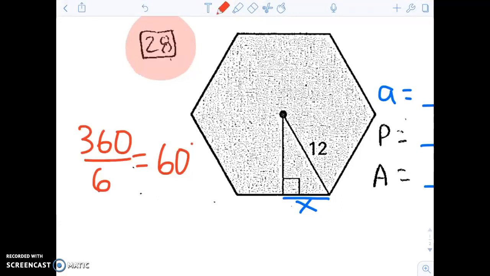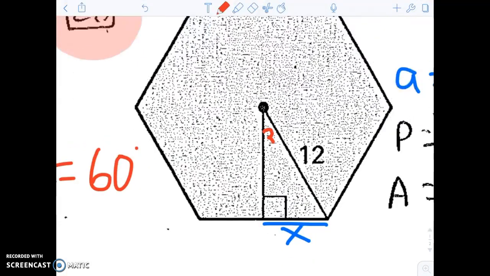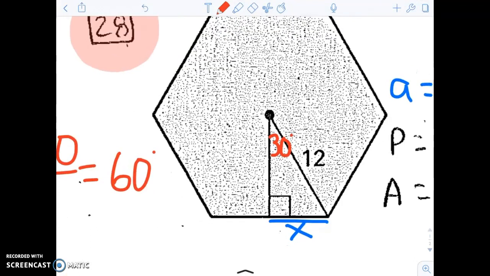Okay, going back to where I was, this angle right here, 30 degrees, because it's half of that central angle.